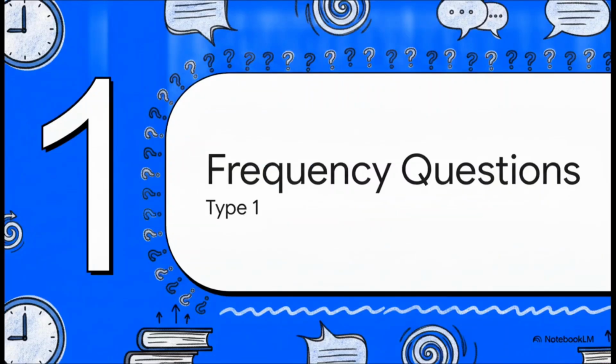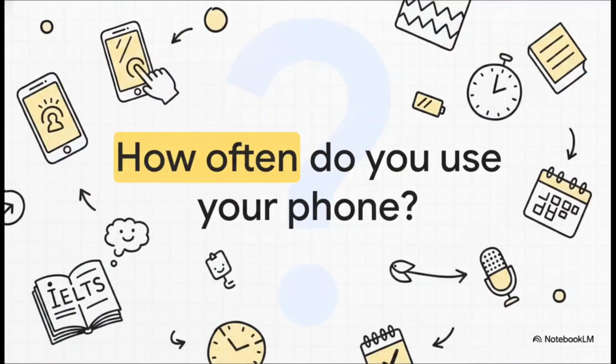Okay, let's dive into our first category, Type 1, frequency questions. These are incredibly common, especially in Part 1 of the speaking exam. Imagine the examiner asks you a direct question about your daily habits. Something like, how often do you use your phone? It sounds ridiculously simple, right? But that simplicity is exactly what traps most candidates into giving a flat, uninspired answer.